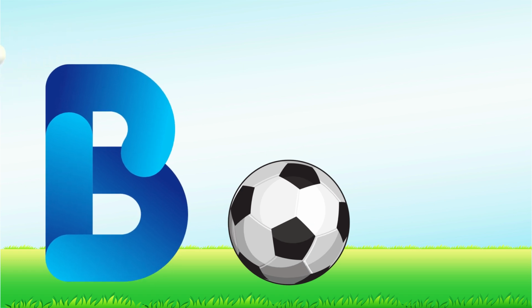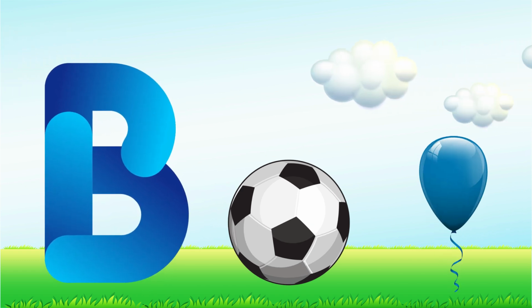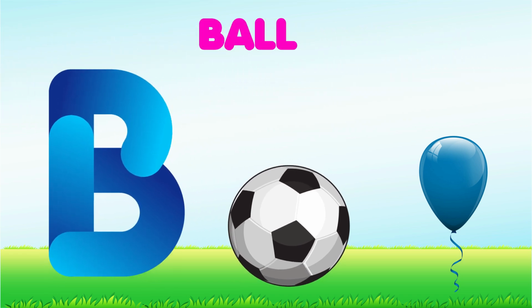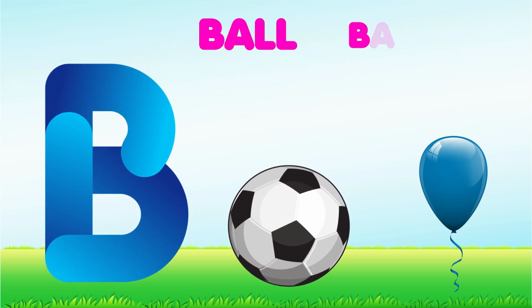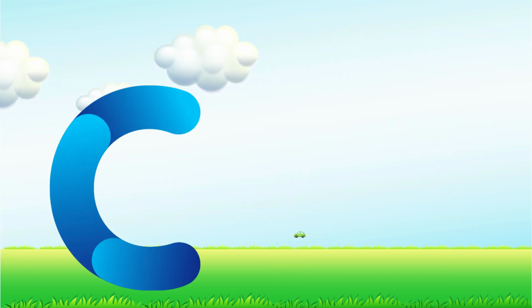Ball. B is for balloon. Balloon. B is for ball. B is for balloon. C is for car.